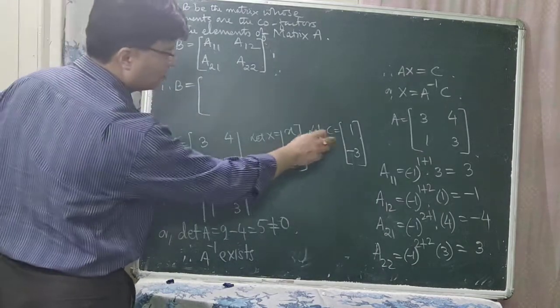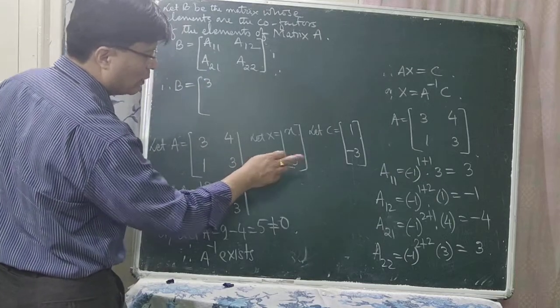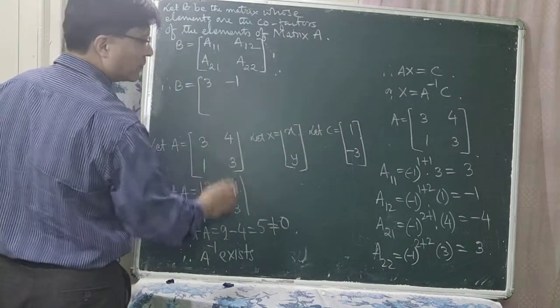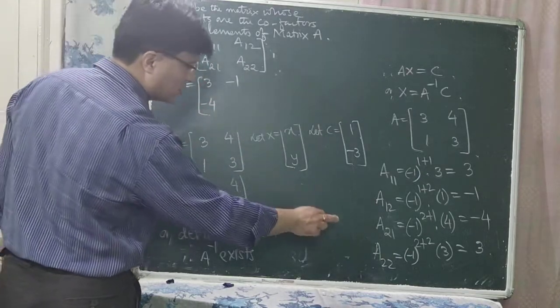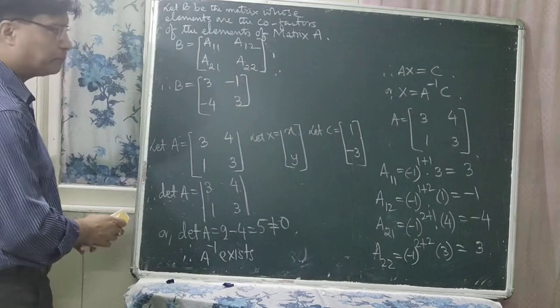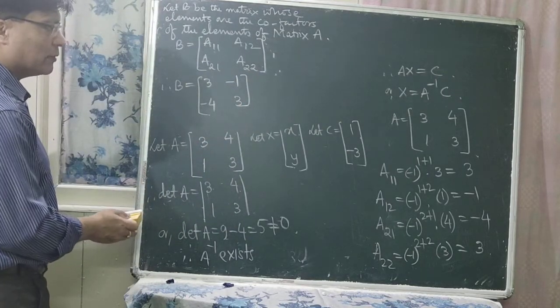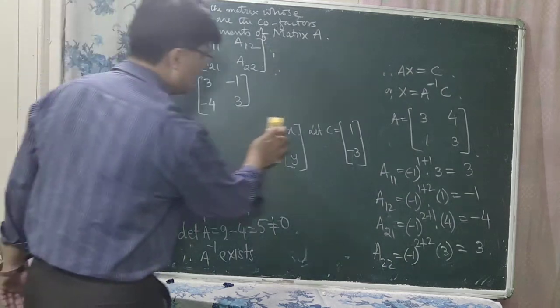So capital B is equal to what? What is A11? It is 3. What is A12? It is minus 1. What is A21? It is minus 4. And what is A22? It is 3. This is the matrix B. So I think you have understood it. Okay.